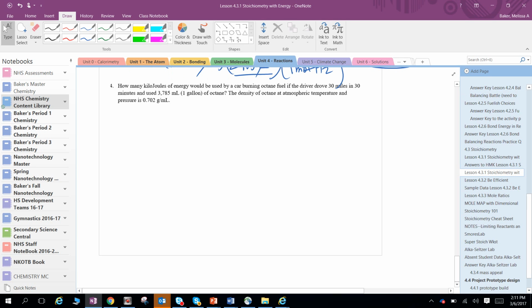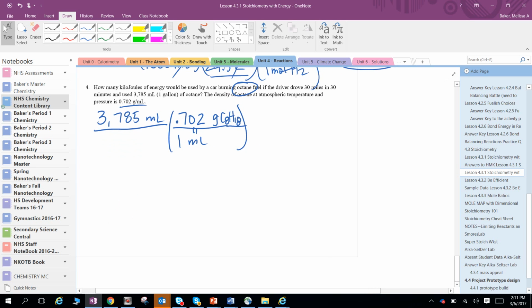And the last one gives you some extra information. It says you've got a car burning octane. They go for 30 miles, 30 minutes, and they used 3,785 milliliters of octane. Now, it also tells us that the density of octane is 0.702 grams. So every 1 milliliter weighs that many grams. And this is C8H18. That is the formula for octane, and it's provided in the table at the top.